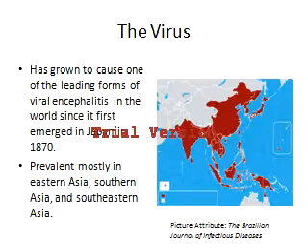The virus is known to cause one of the leading forms of viral encephalitis in the world since it first emerged in Japan in 1870. It is prevalent mostly in Eastern Asia, Southern Asia, and Southeastern Asia. This region contains 3 billion people. The picture illustrates the area in which the virus is mostly prevalent.